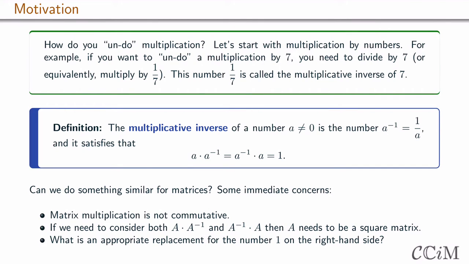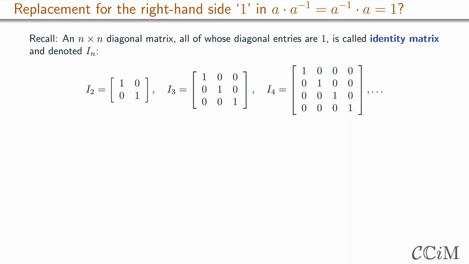Finally, what's the appropriate replacement for this number 1 here on the right-hand side? We'll look into that first. Recall that the n by n diagonal matrix, all of whose diagonal entries are 1, is called an identity matrix. So for example, right here we have a matrix of size 2 by 2, and the diagonal elements are 1. We call that matrix I2. The next matrix is a 3 by 3 matrix, and it has 1s all the way along the diagonal, zeros otherwise. It's called I3, and similarly for I4.